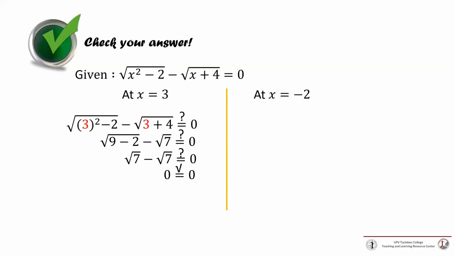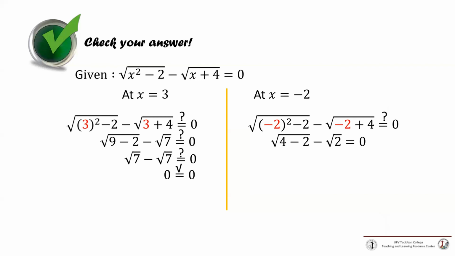How about x is equal to -2? So we're going to substitute -2 to our variable x in the original equation. So we have the square root of -2 squared. And in this case, it's very important to put -2 inside the parentheses because this means that the negative is included. So we raise -2 to 2. And -2 minus the square root of -2 plus 4 is equal to 0.